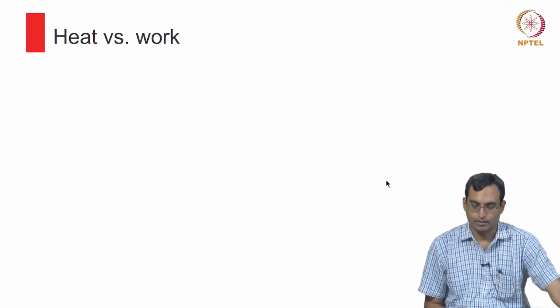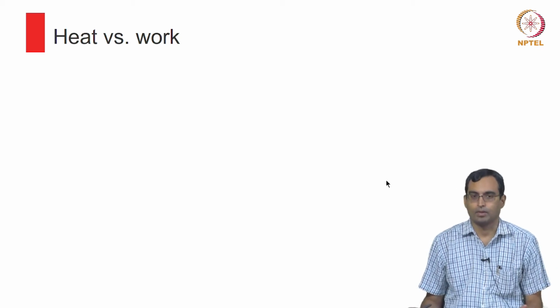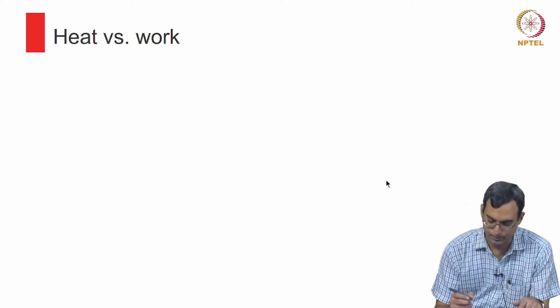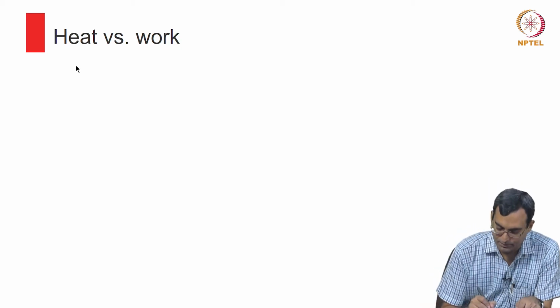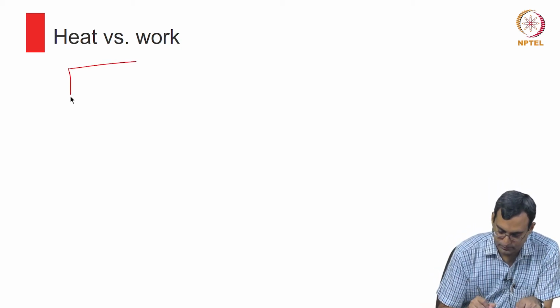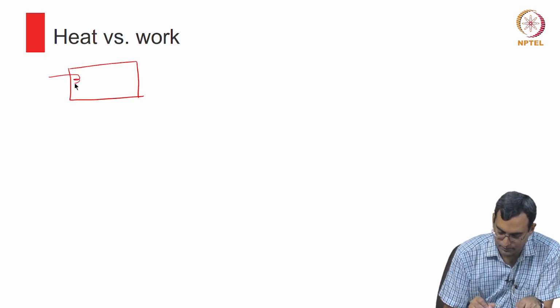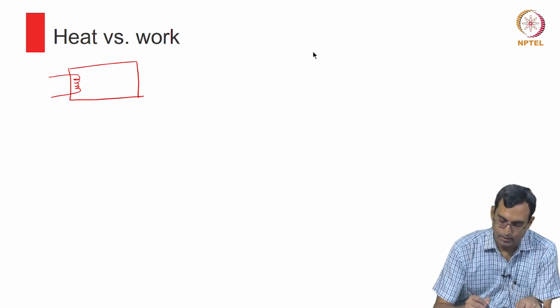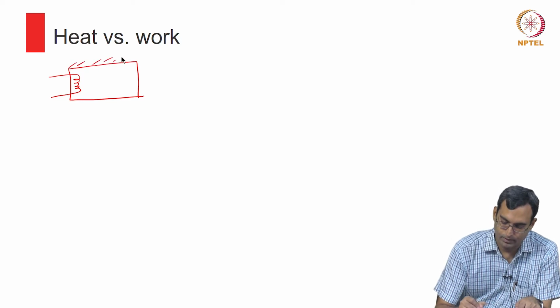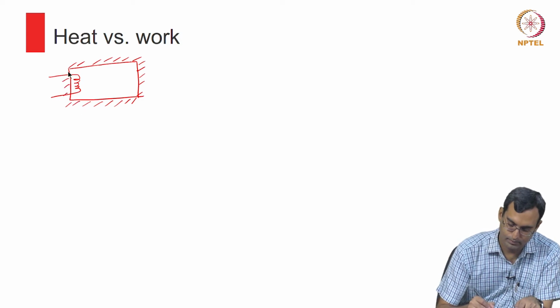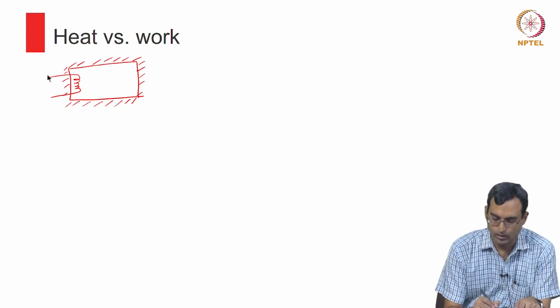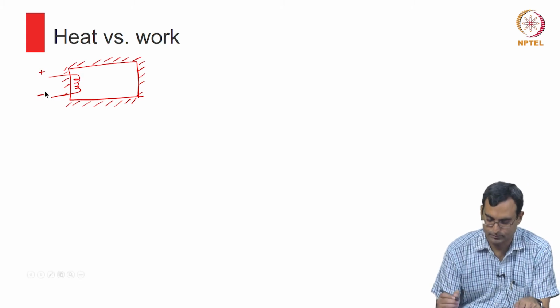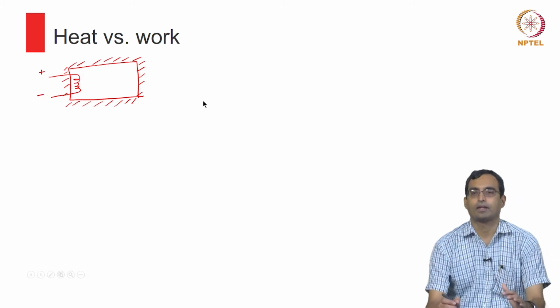So let us look at distinctions between heat and work before we go on to some more problems. If we have, for example, some kind of a system of this kind, and I have, let us say, a heating coil. Let us say this system is insulated from the outside. That is a heating coil which is connected to a battery. Now the question is, what kind of interaction does this have?